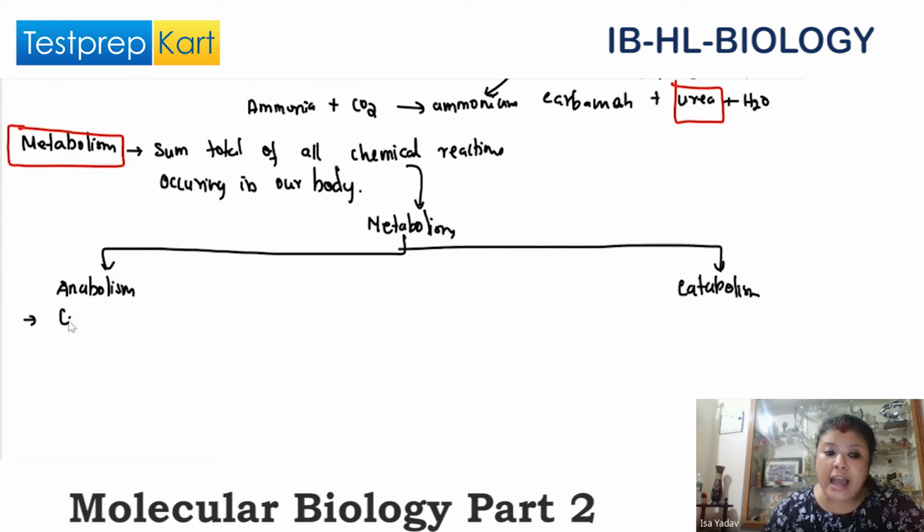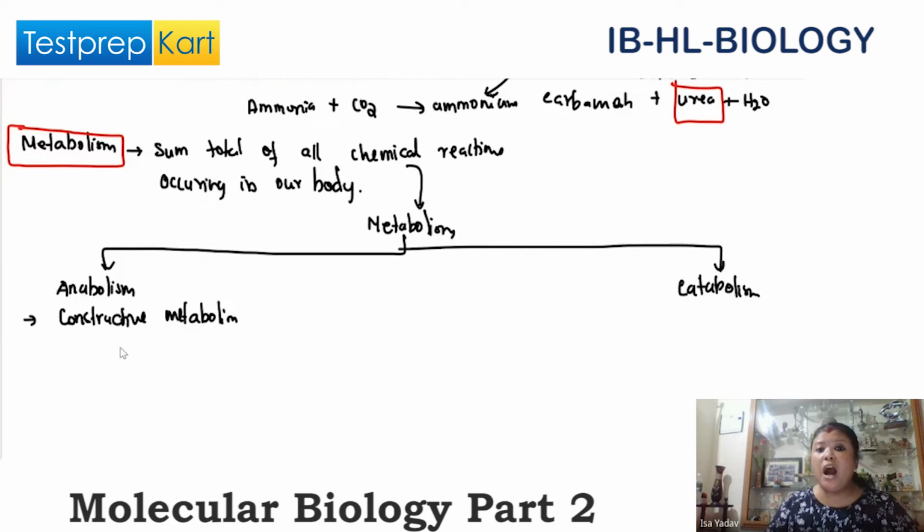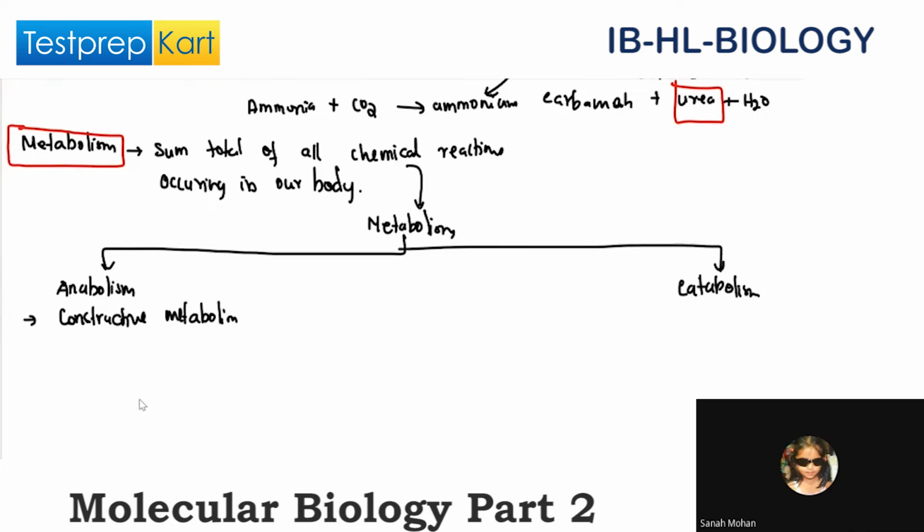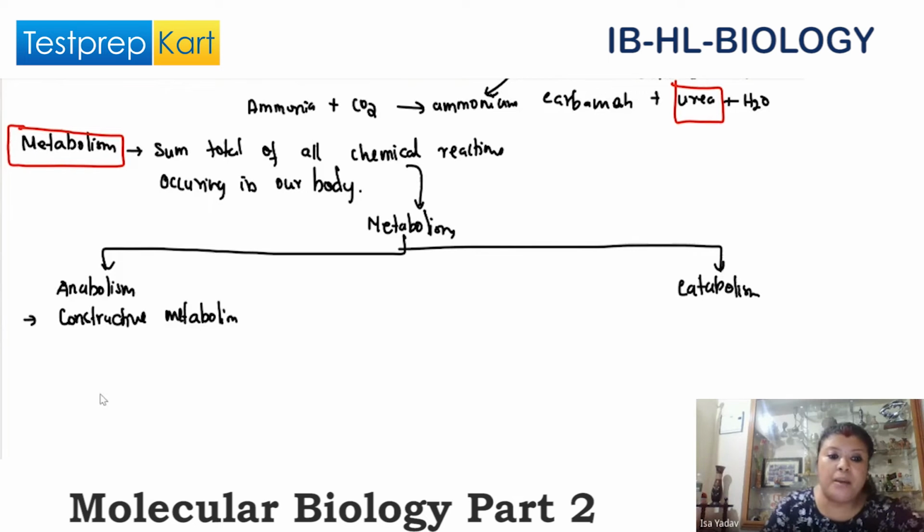Anabolism is called constructive metabolism. That means we are making complex compounds in anabolism from simple compounds. Write that down. Very important. In anabolism, we are making complex compounds from the simple compounds. Clear or not? Okay, from the simple compounds.